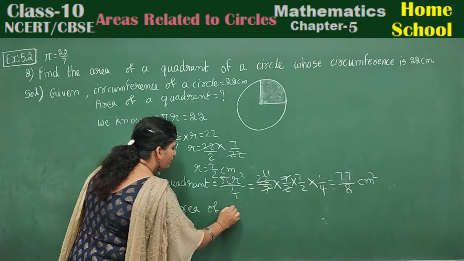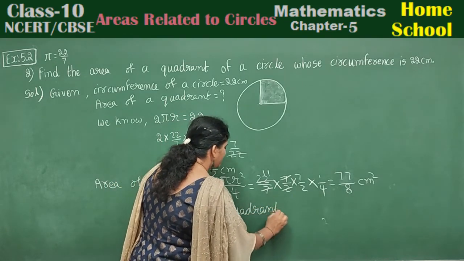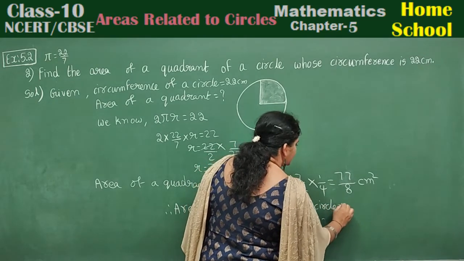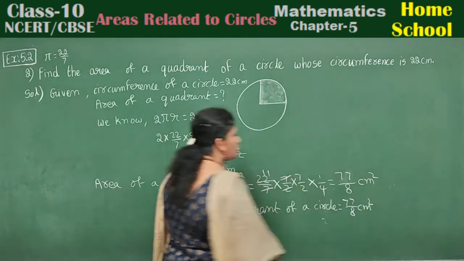Area of quadrant of a circle is equal to 77 by 8 centimeter square.